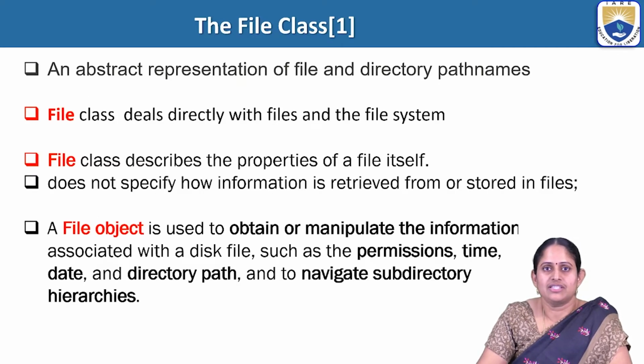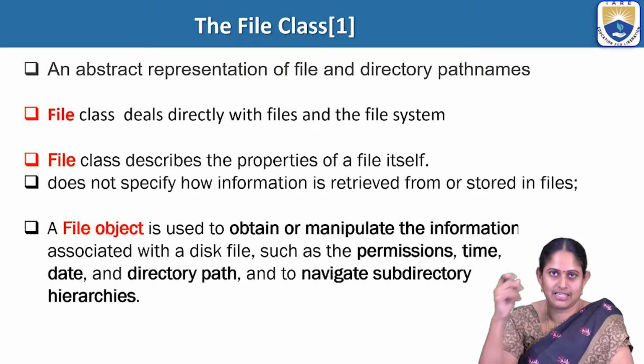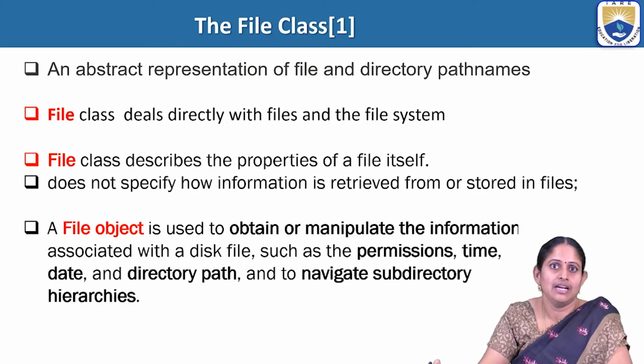So, a file is a place wherein we store any data. Like we can have a database or some text file or a Word file. So there are a lot of ways by which we store data in a computer. All those things are called files.